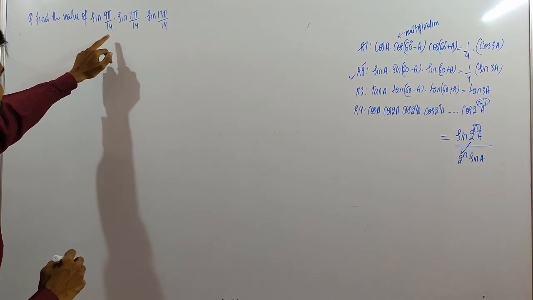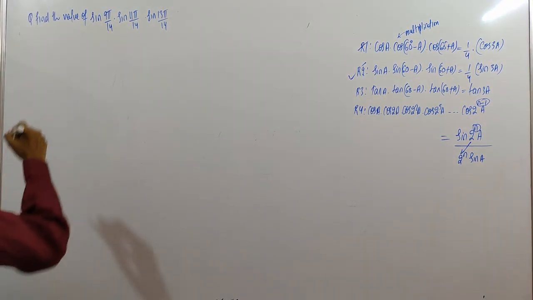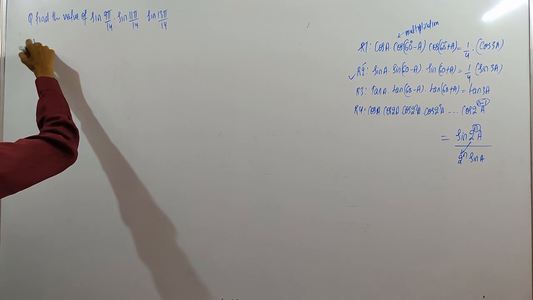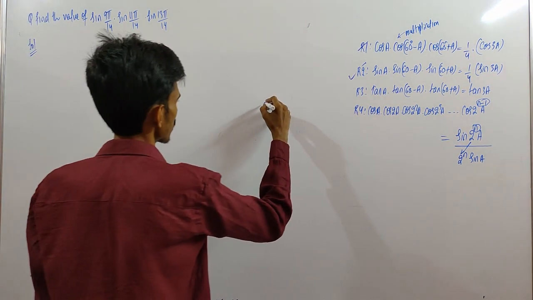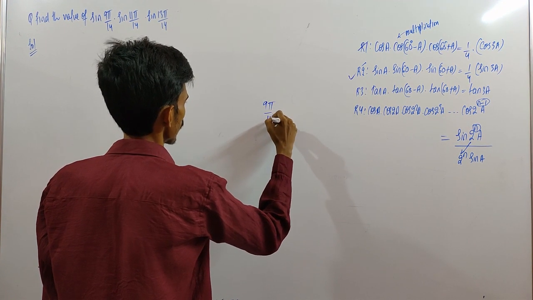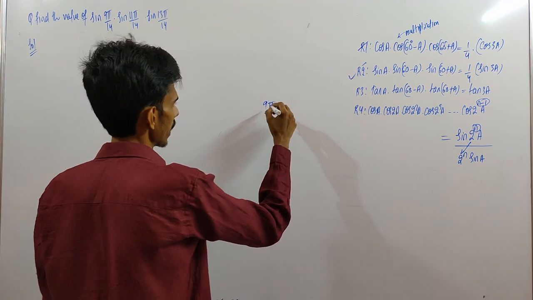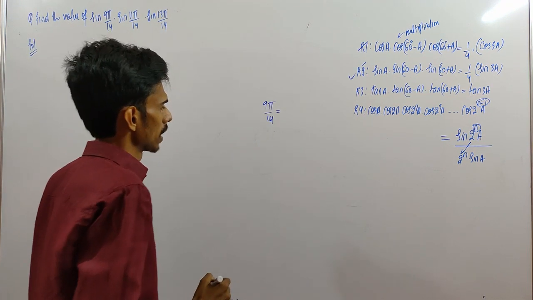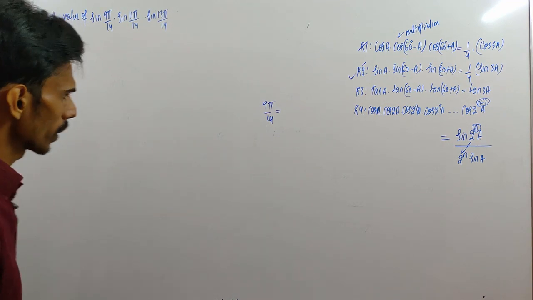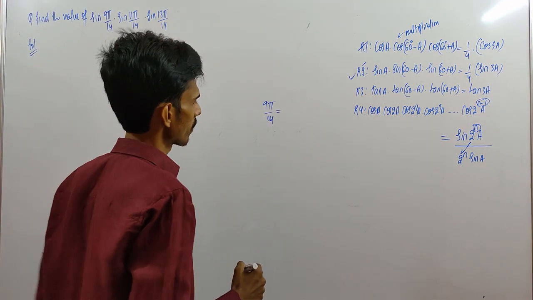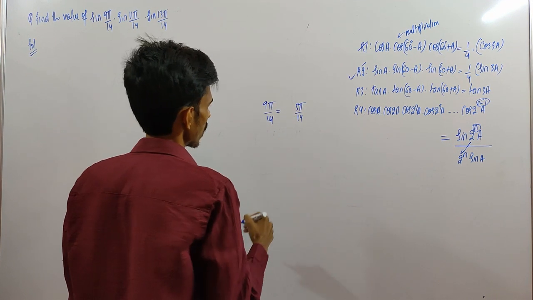Find the value of sine 9 pi by 14, sine 11 pi by 14 and sine 13 pi by 14. We have 9 pi by 14. Here we have multiples of pi by 14. So 14 minus 9, we have 5. So 5 pi by 14.